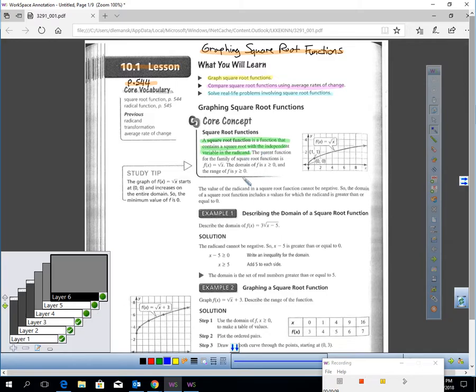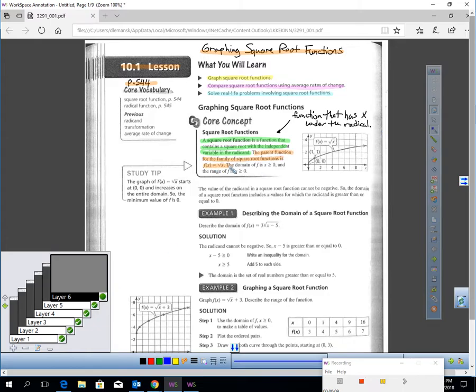First of all, what is a square root function? A square root function is a function that contains a square root with an independent variable in the radicand. So if you're like, what is that? Well, it's basically saying a square root function is a function that has x underneath the radical.